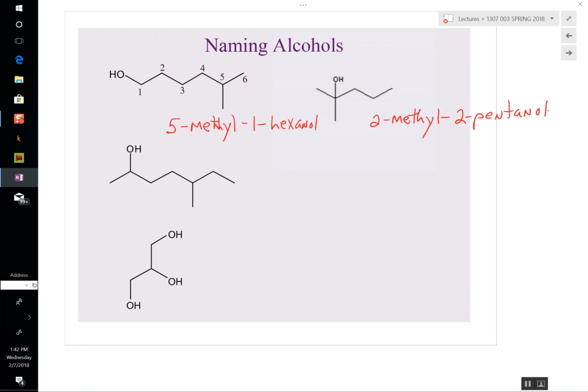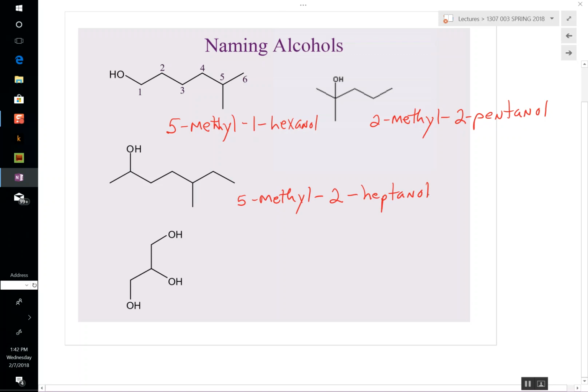Down. Go ahead. 5-methyl-2-heptanol. 5-methyl-2-heptanol. Yes. 1, 2, 3, 4, 5, 6, 7. Heptanol. Okay. And the last one.